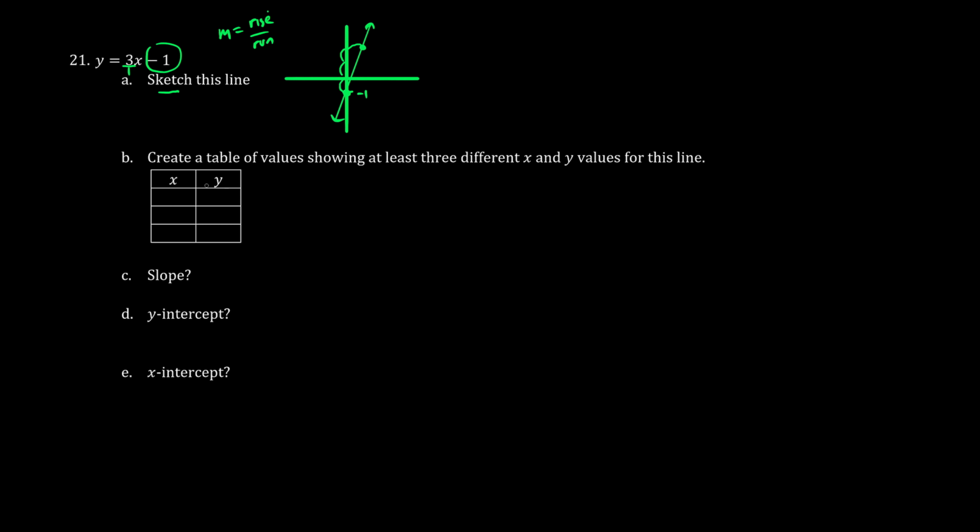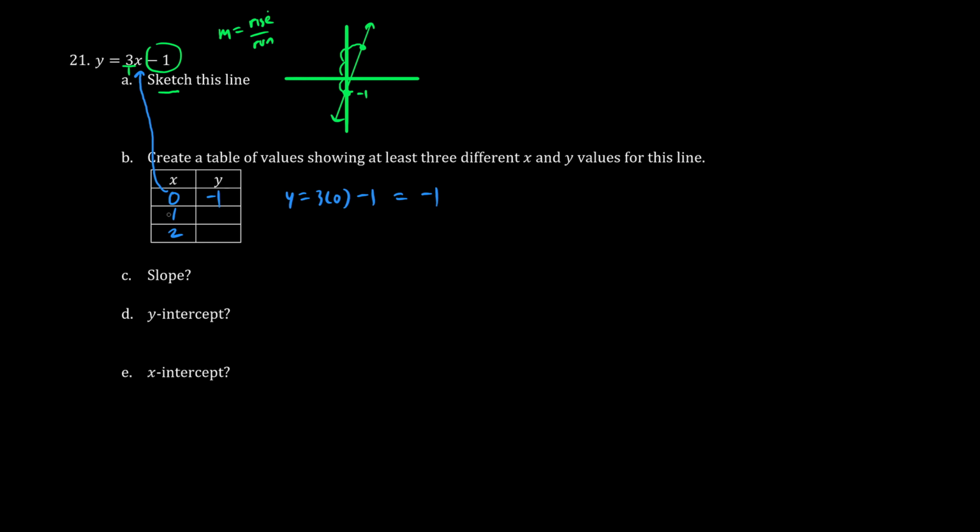Let's create a table of values. So there are many possible correct answers. Why don't we just plug in 0, 1, and 2? When x equals 0, substitute into here, we have y is equal to 3 times 0 minus 1. And the answer is -1.